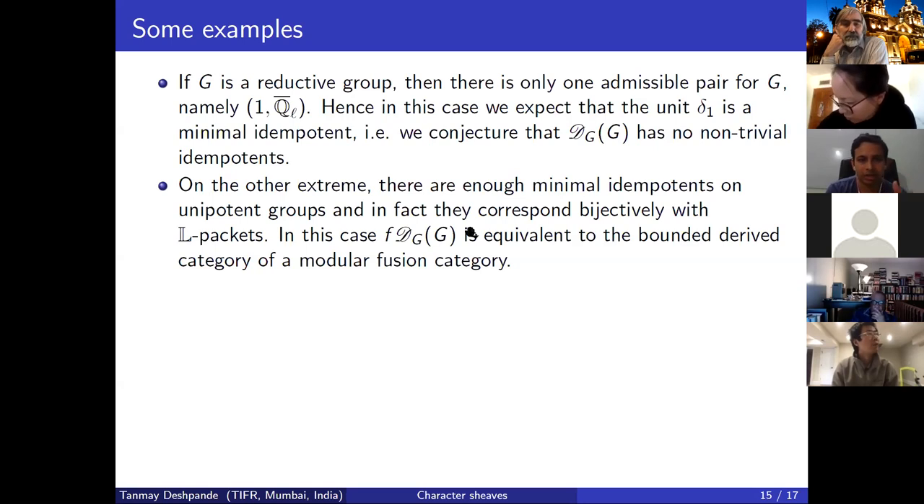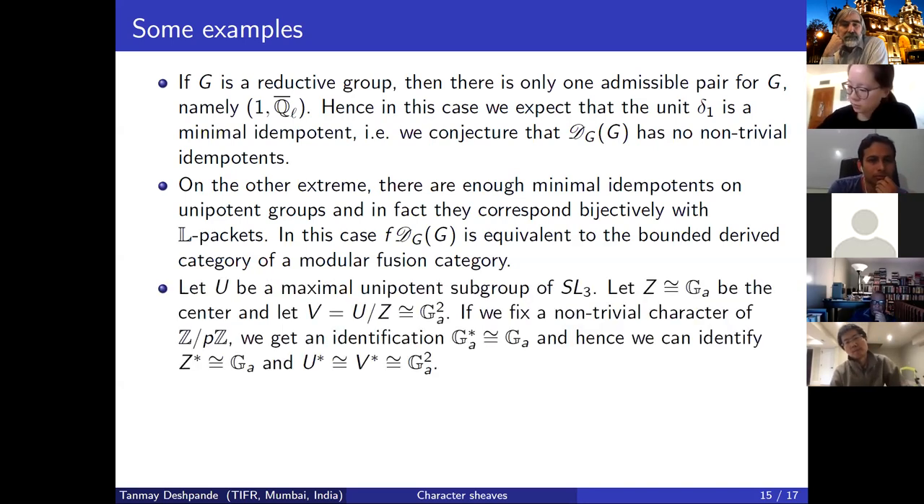So this is the other extreme where, for reductive groups, at least conjecturally, there is only one minimal idempotent. On the other hand, for unipotent groups, minimal idempotents correspond bijectively with Lusztig packets. So this is the example that Charlotte was mentioning.